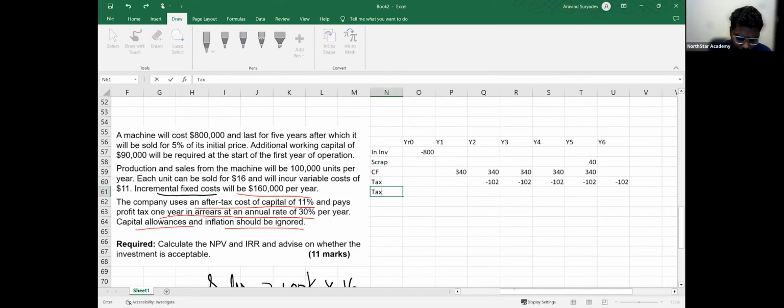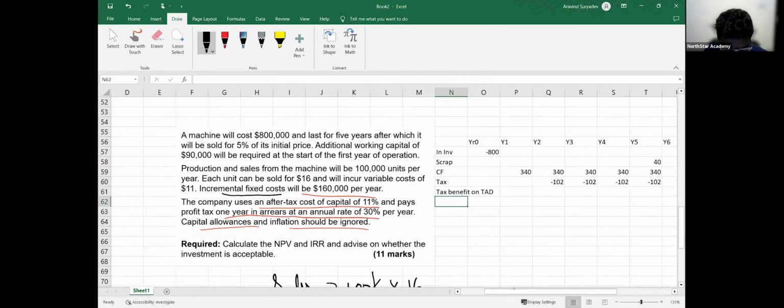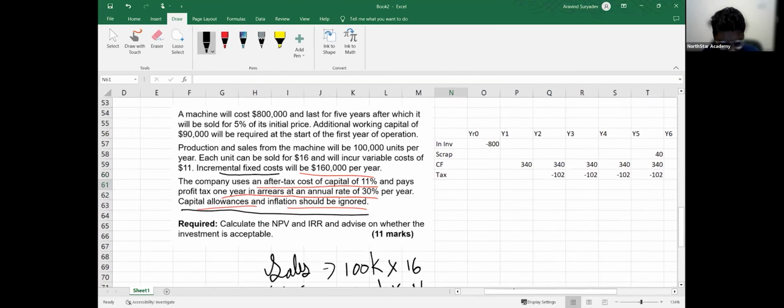Now, is the tax benefit also there? Where am I pulling that out of? Tax allowable depreciation, it's a machine, no? What depreciation is mentioned? No capital allowance, guys. No capital allowance means I don't need to take a tax benefit. Yeah, in a bigger question this will be there. Here, to make it convenient, they have mentioned clearly no capital allowance, no inflation. So the only challenging thing will be working capital.